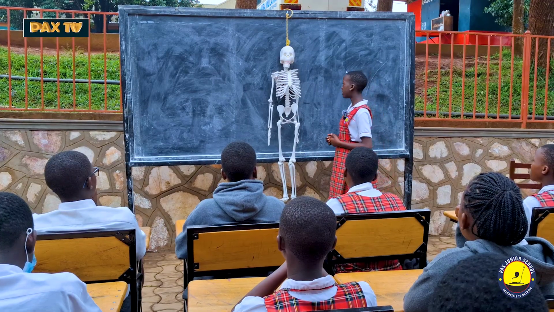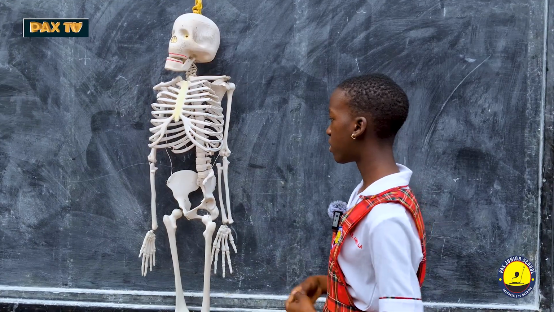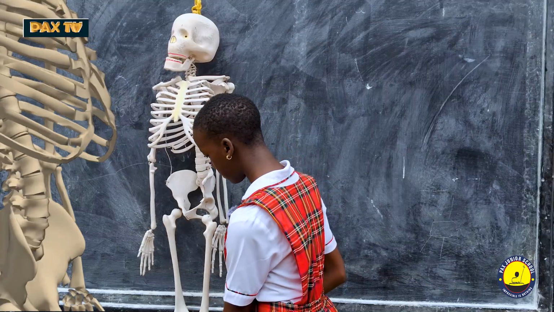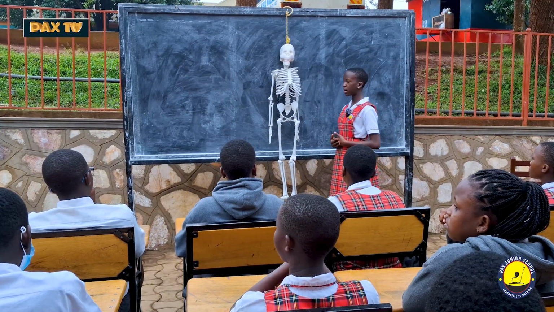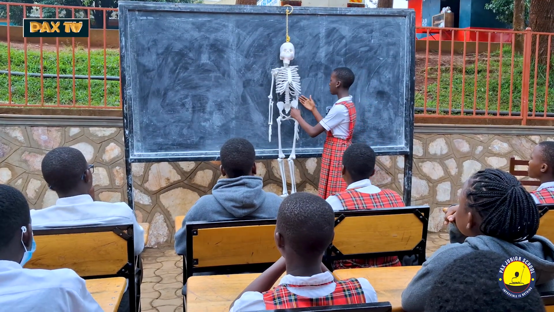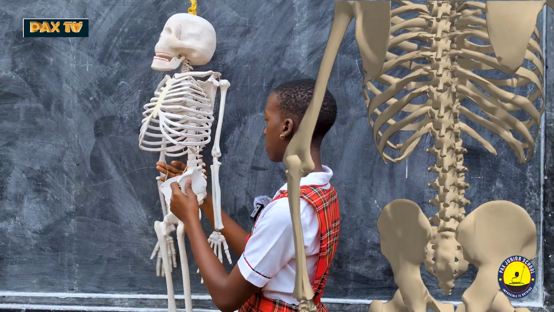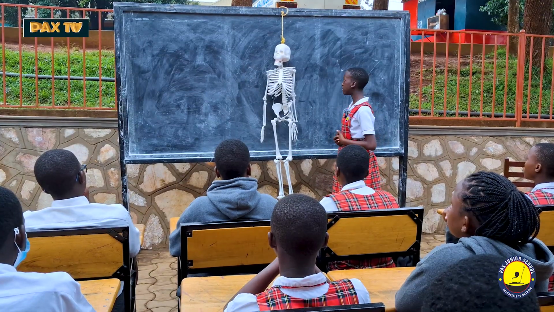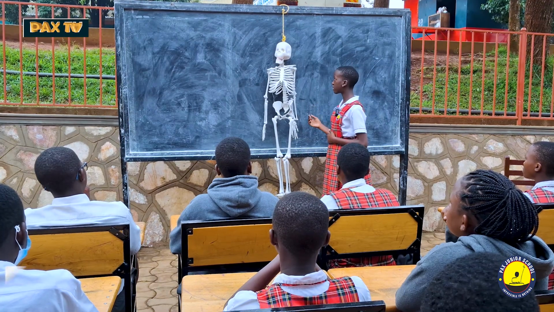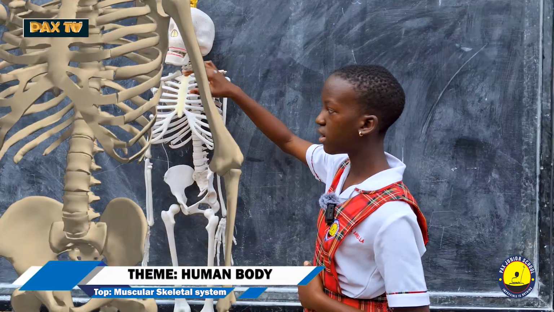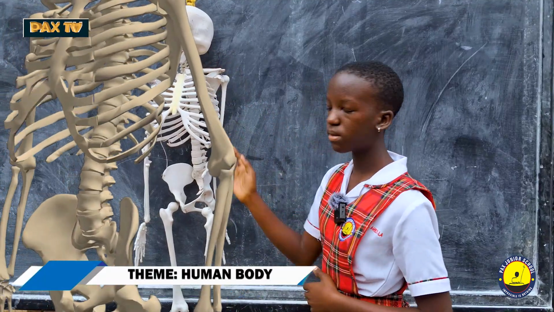The second part is the limbs. The limbs are composed of the arms and the legs. The third part is the limb girdle. The limb girdle is composed of the pelvic girdle and the shoulder girdle. The final part is the trunk. The trunk is composed of the clavicle, the sternum, and the ribs.